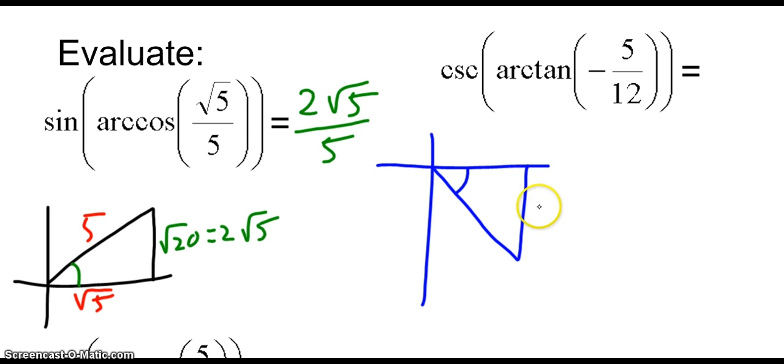Tangent, this is negative 5, and this is 12. And that means this has to be 13. It's very important that I recognize this side's the negative side, that side's positive. Remember, where you put a negative in a fraction does not imply which one is negative. What is the cosecant? Cosecant is hypotenuse over opposite, so we get negative 13 over 5.